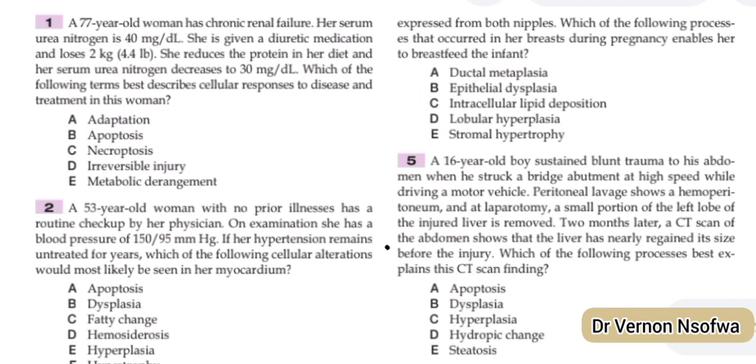My name is Venon Sofa, and in today's video, we are going to look at these questions that are coming from Robbins and Cotran Review of Pathology, 4th edition. Why are we looking at these questions? These are the same questions that came in Pathology Test 1 that was written in 2022.